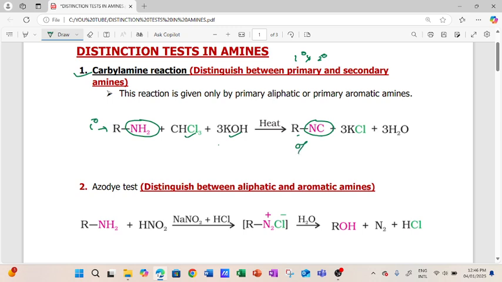And this alkyl isocyanide has an offensive foul smell. So using that smell, we can understand the product formation. So this product is obtained only if it is a primary amine. But when you take secondary amine R2NH and do the same reaction, you will not get an observation like this, which is no characteristic observation. This is how we can understand whether it is primary or secondary.